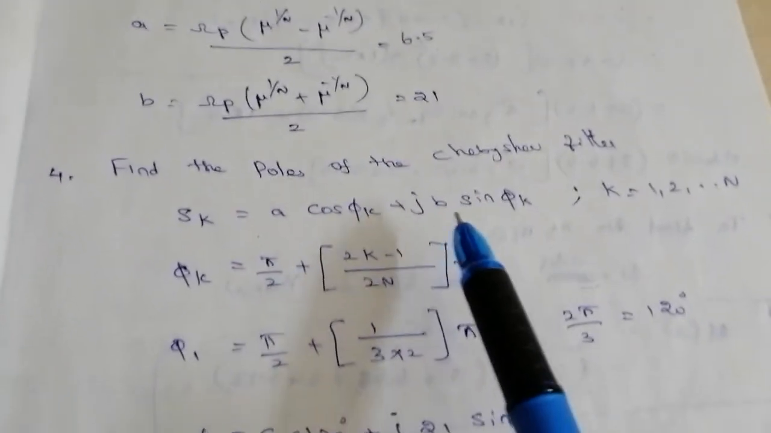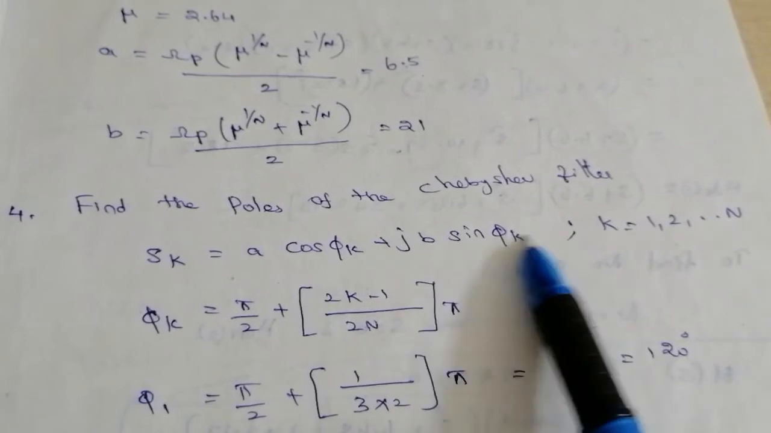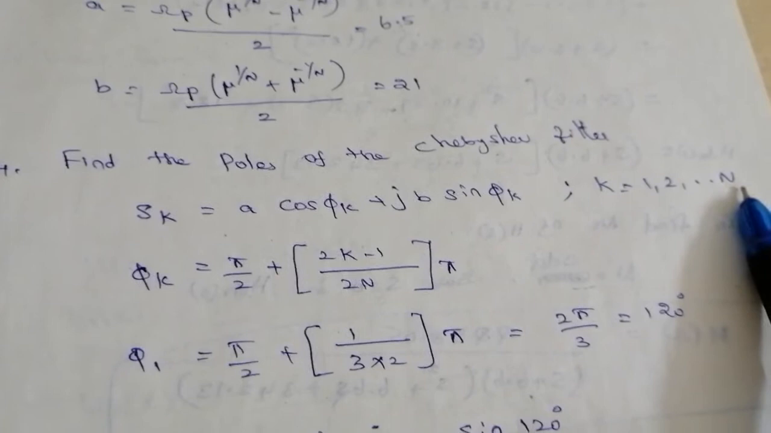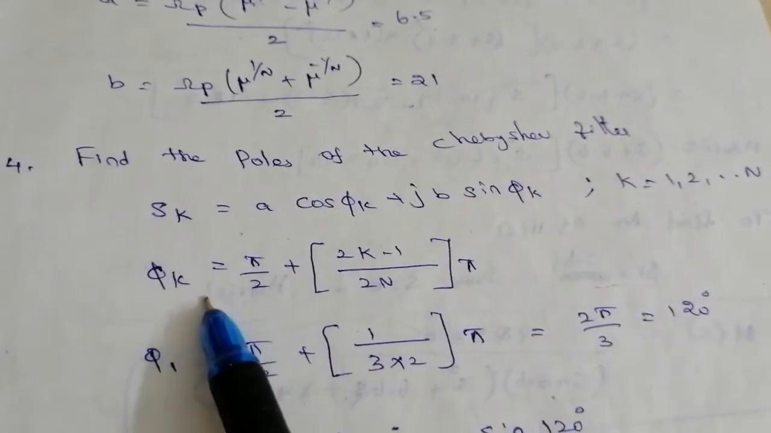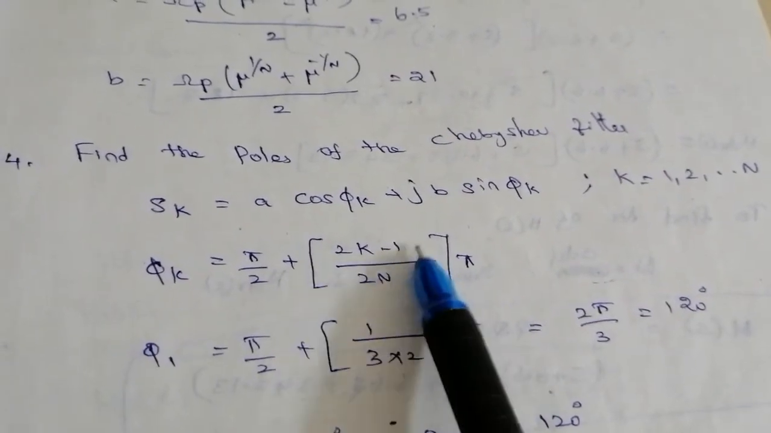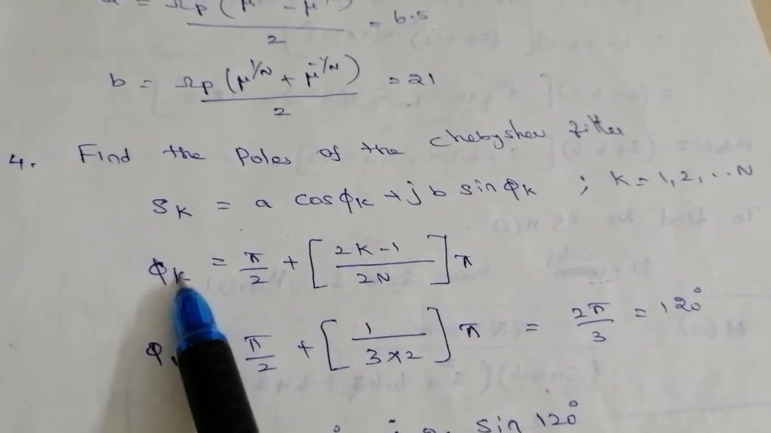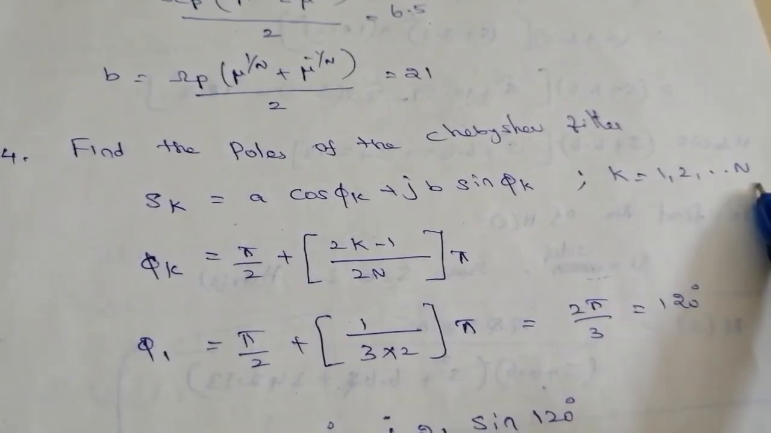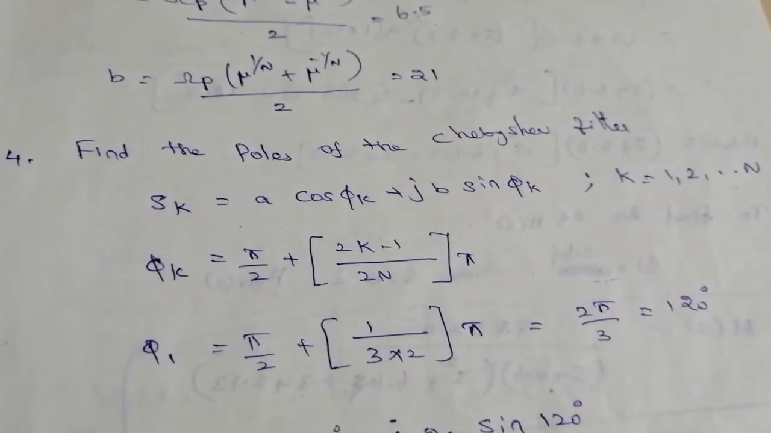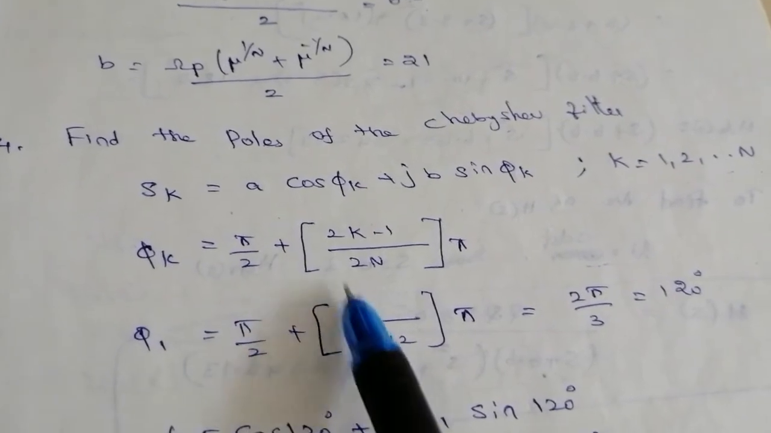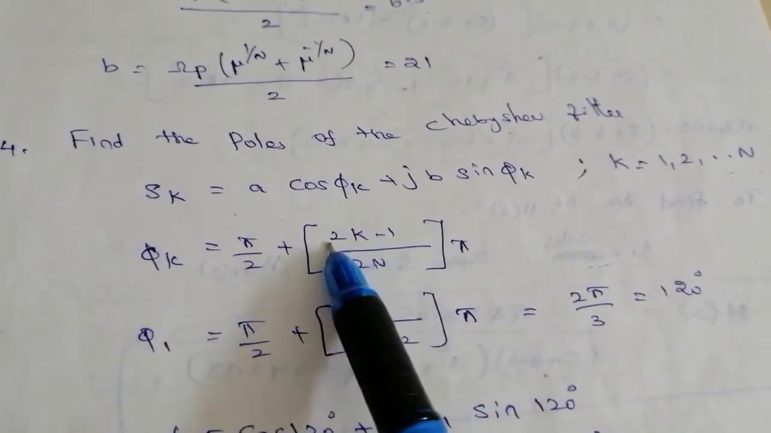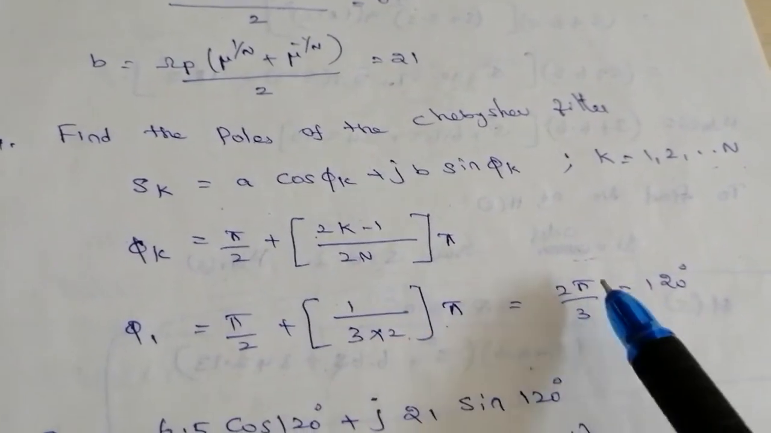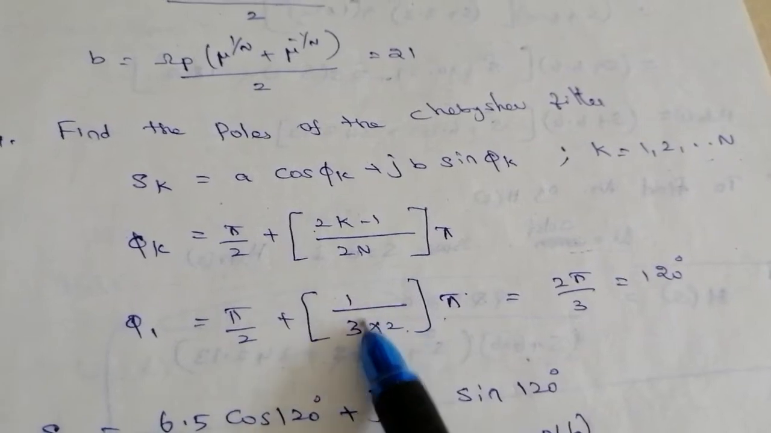Next, find the poles of the Chebyshev filter. The poles formula is sk, where k ranges from 1 up to n, so here n is 3. The phi k formula is pi by 2 plus (2k minus 1) divided by 2n, into pi. So substitute k equal to 1. The k range is 1 to n, not 0 to n. So phi 1 is pi by 2 plus (2 into 1 minus 1) divided by 2 into 3, that is 6, into pi, which is nothing but pi divided by 6.